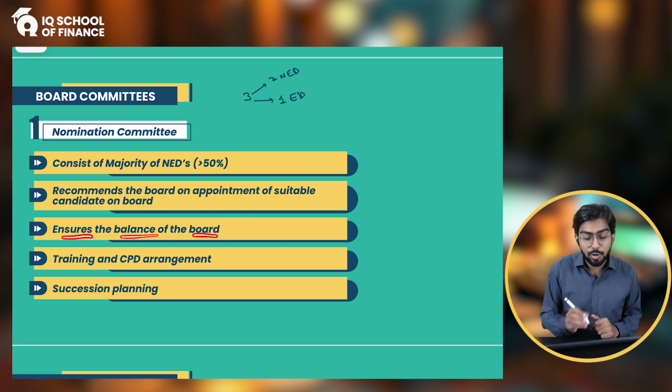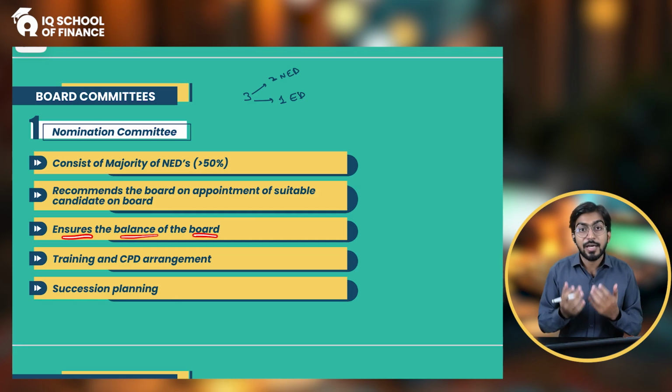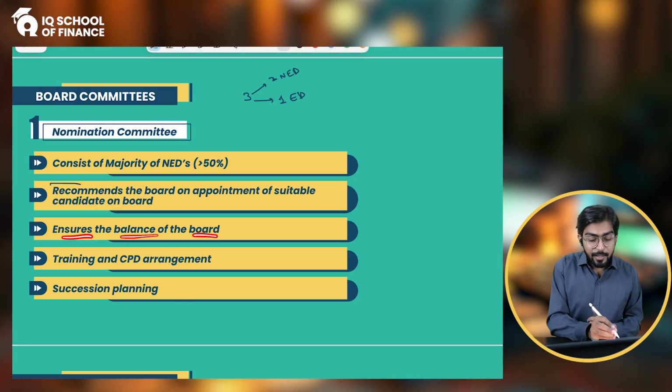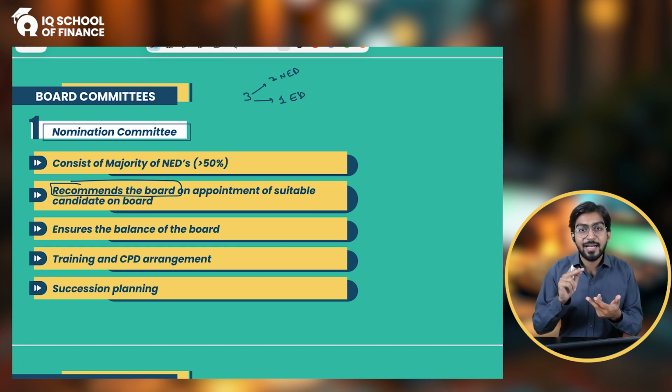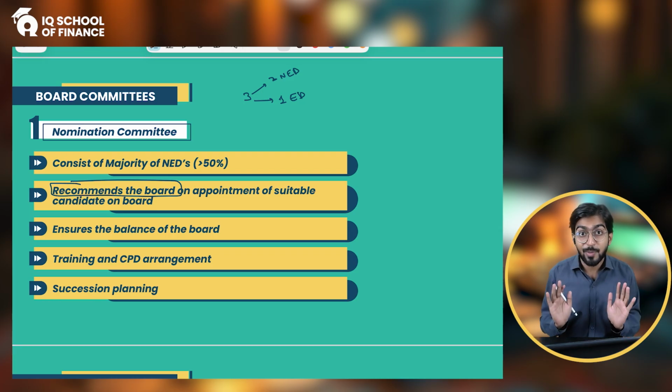Ensures the balance of the board. Again, they will ensure that the board has a good balance. How? When they are recommending to the board on nominating a new director, they will ensure that the board has a good balance. Balance about what? Remember, the size, knowledge, skill, expertise, split of duties, diversity. They will manage all these areas while appointing the director. They will keep in mind that the board has a good balance.